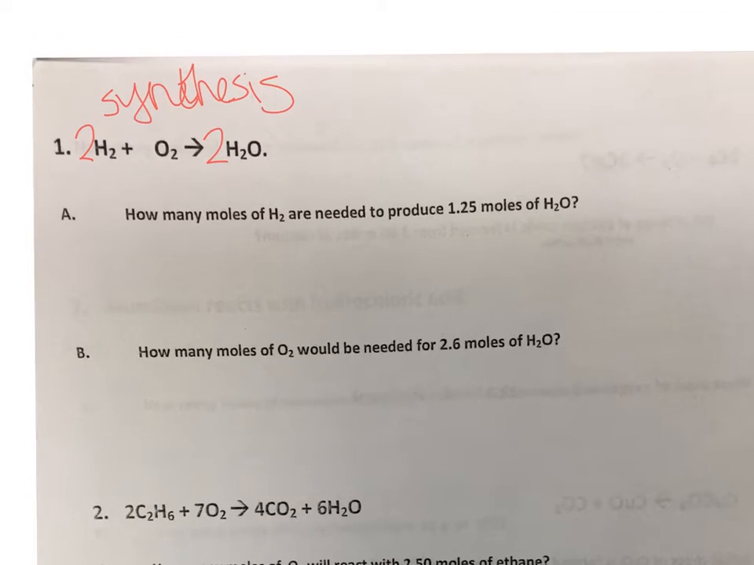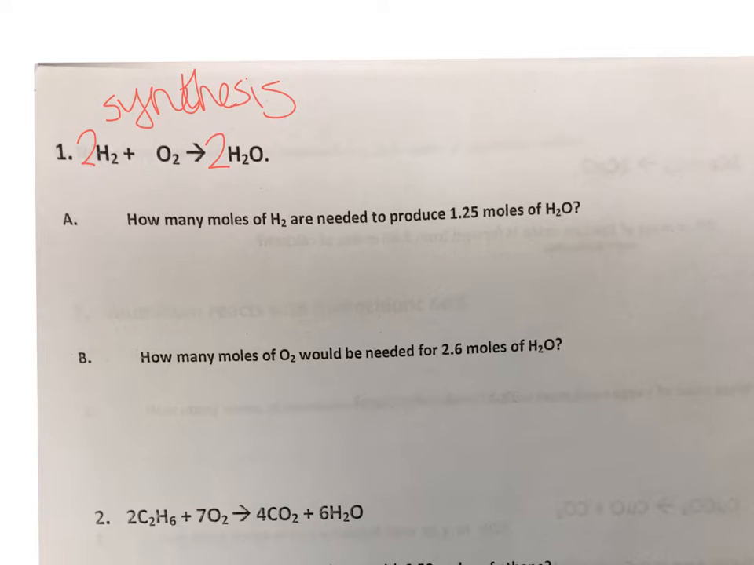Okay, make sure you are still practicing those. All right, so now let's look at the problem. We've got how many moles of hydrogen are needed to produce 1.25 moles of water. So this is what we are wanting, moles of hydrogen. What we are given is right here.